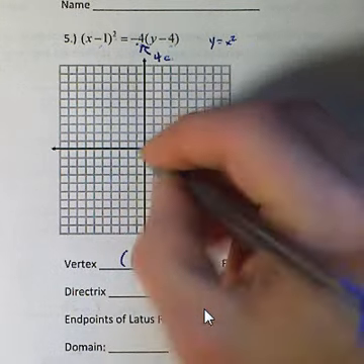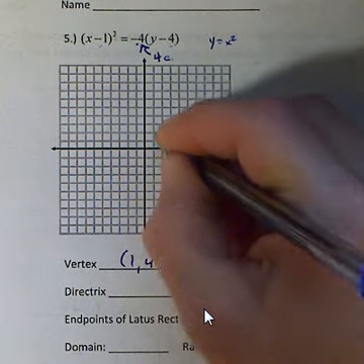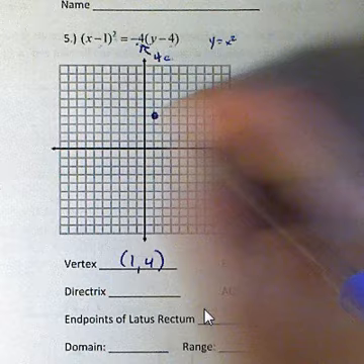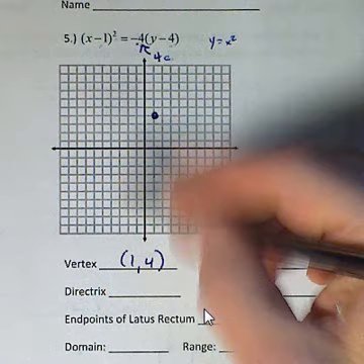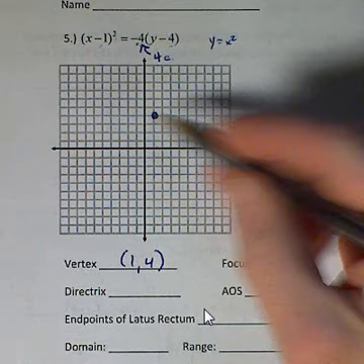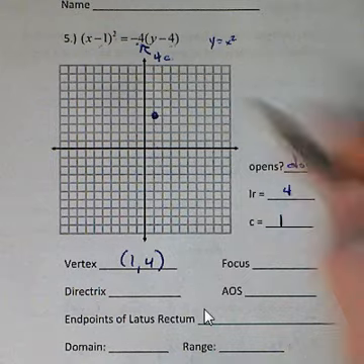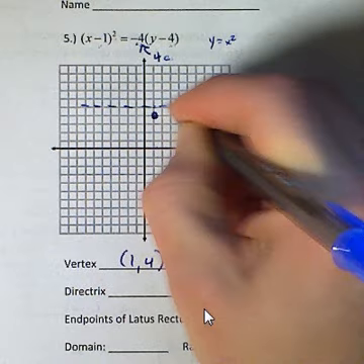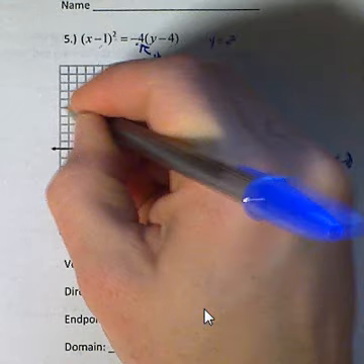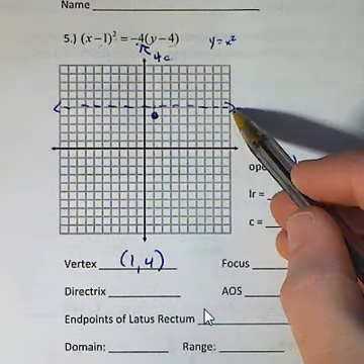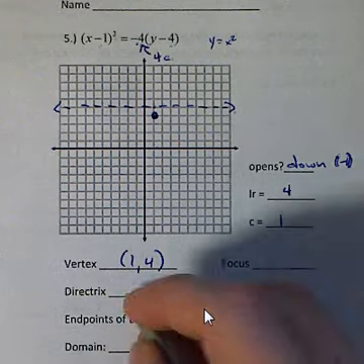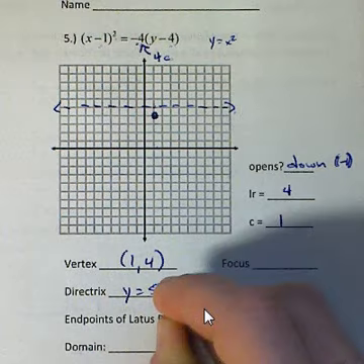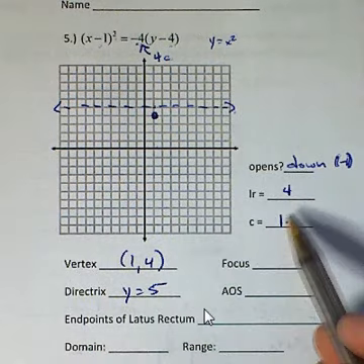And I'm going to go ahead and start to sketch this. Positive 1, 1, 2, 3, 4. That's the vertex of my parabola. Remember, it's opening down, so it's going to be coming down this way. If my c value is 1, that means if I go up 1, this is going to be how far away the line is that is called the directrix. This is the directrix, and so the equation of that line is y equals 5. And it is 1 away because the c value is 1.